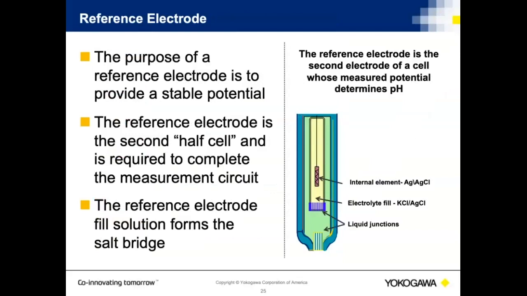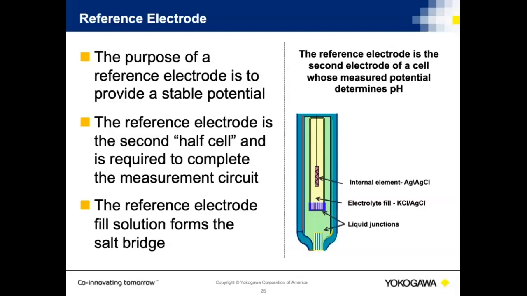The reference electrode on the other side, its main purpose, remember, the measuring electrode is one half of a battery. The reference electrode is the other half of the battery. The sole purpose of the reference electrode is to make electrochemical connection with the process. We do that by taking an internal element made of silver chloride, surrounded by a fill of potassium chloride, and then we make connection to the process through a liquid junction.